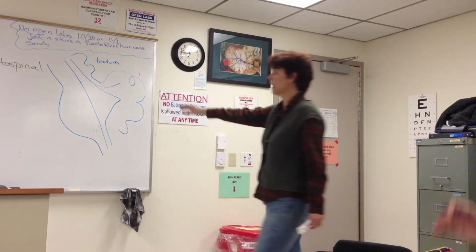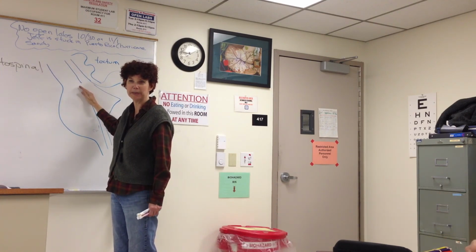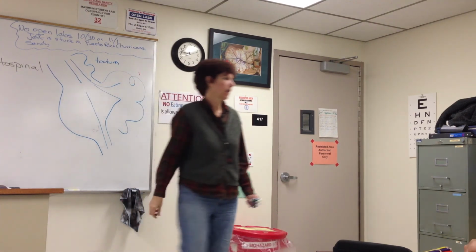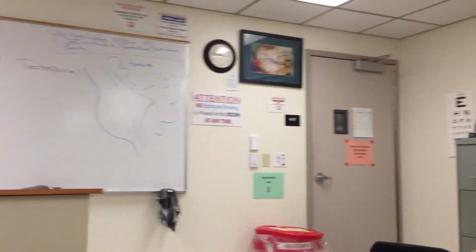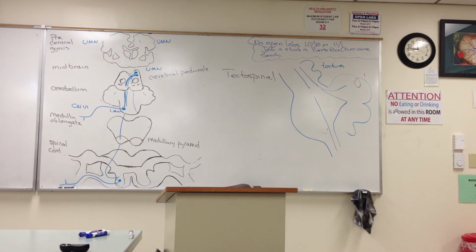Okay, so tectospinal coming from our word for the roof of the cerebral aqueduct. Okay, the next one is rubro.